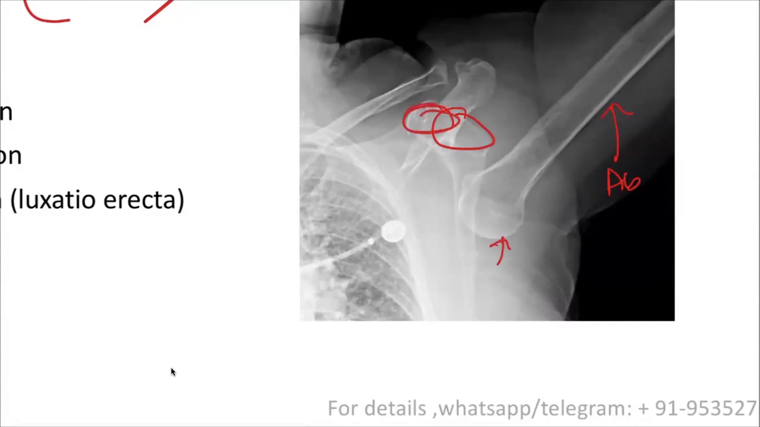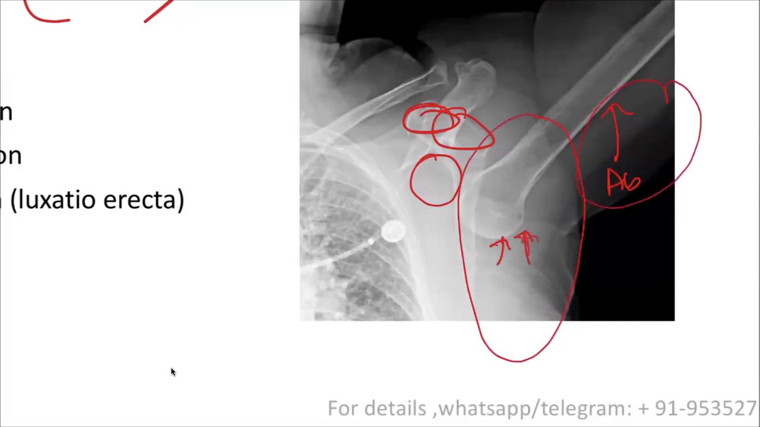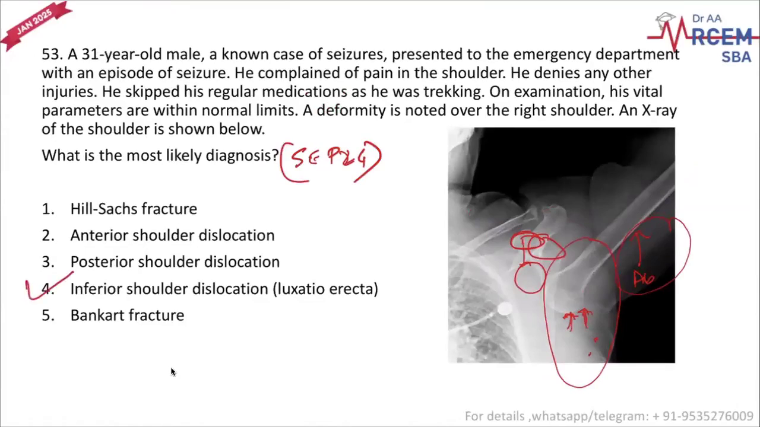This is the coronoid process. Just below the coronoid process is where the anterior dislocation will be. Do not get confused. Here you can see the head is almost in the chest wall. It's not below the coronoid process. Those are the differentiating factors. Extreme abduction and the head being in the chest wall is an inferior dislocation. If the head is below the coronoid process and not extremely abducted and not in the chest wall, then it is an anterior shoulder dislocation. So the right answer here is inferior shoulder dislocation. It is also known as luxatio erecta.